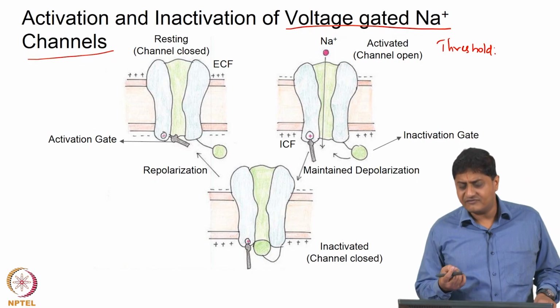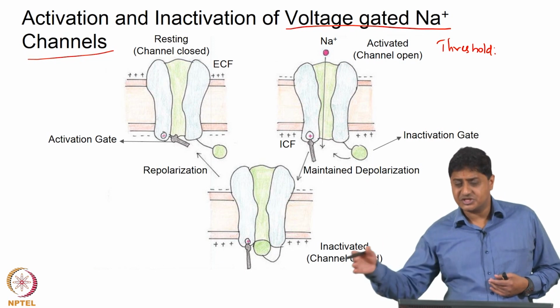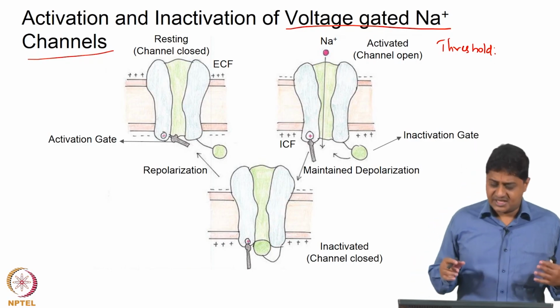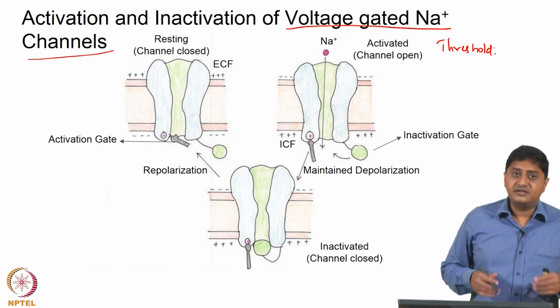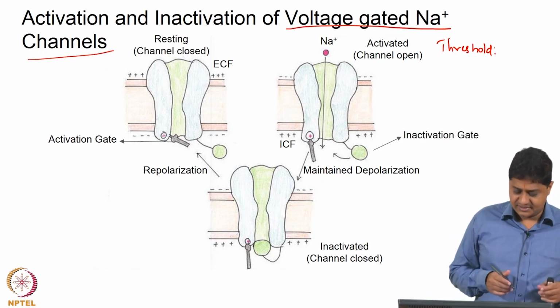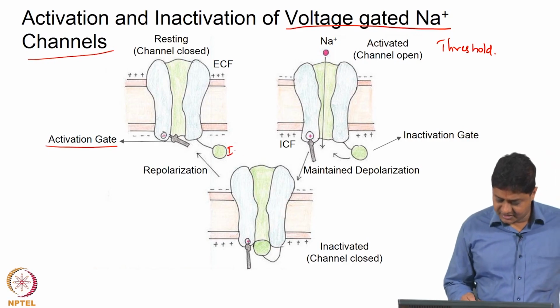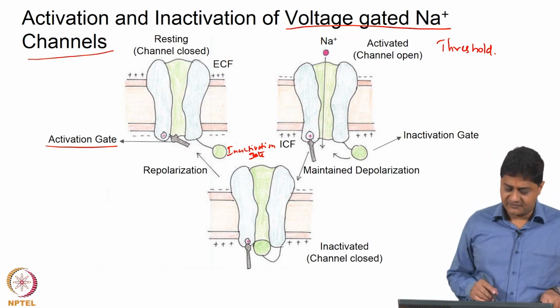Essentially, this is the threshold at which this channel is going to open, but in general, when we say threshold is reached, action potential happens, in general we use this as if threshold is reached for the entire membrane. What is actually happening, threshold is reached for this particular voltage gated channel. It turns out that there are two gates that this particular channel has. These are the activation gate and the inactivation gate. So, there are two gates that each voltage gated sodium channel has. One is the activation gate and the other is the inactivation gate.